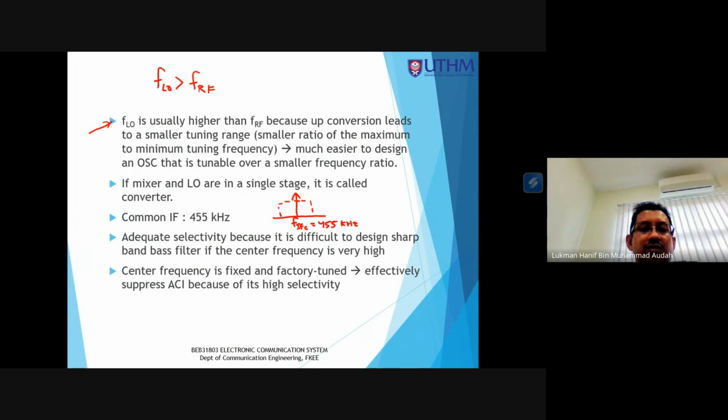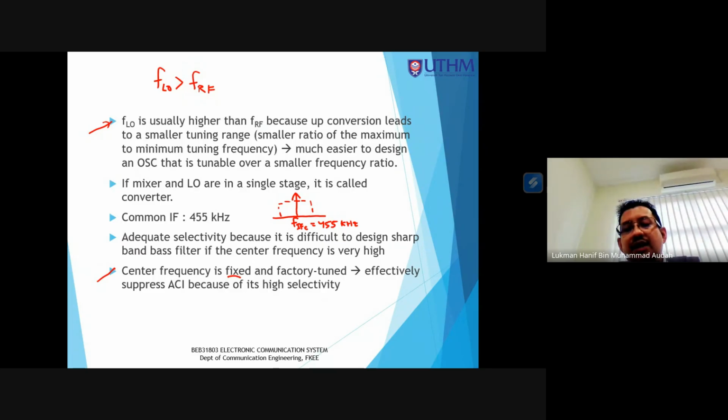If you see the last statement, the center frequency would be fixed and factory tuned. That means produced at the factory. So this is going to effectively suppress the adjacent channel interference. ACI means adjacent channel interference, because of its high selectivity.